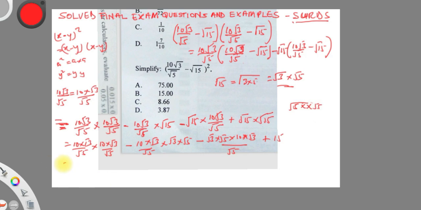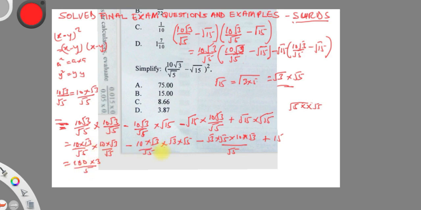Okay, so let's try to do this. You can multiply the rational numbers together and the irrational numbers together. So we have 10 times 10, which is 100. And the square root of 3 times square root of 3 gives square root of 9, which is 3, so you can say times 3. And the square root of 5 times square root of 5 is square root of 25, which is 5. This is what we get for this.